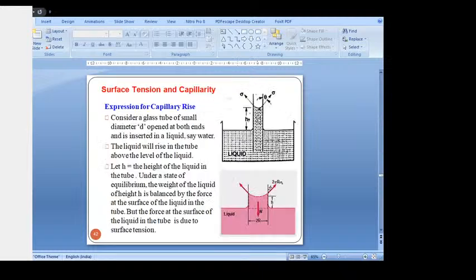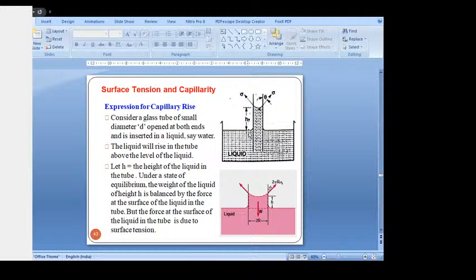So there are two phenomena. When the water level rises above the adjacent level, then it is called capillary rise. When the liquid level in the tube falls below the adjacent level, it is called capillary depression. The rise of the liquid surface is known as capillary rise, while the fall of the liquid surface is known as capillary depression. The reason behind this is the attraction between the wall of the tube and the liquid molecules. They are strong enough to overcome the mutual attraction of the molecules and pull them up along the wall.